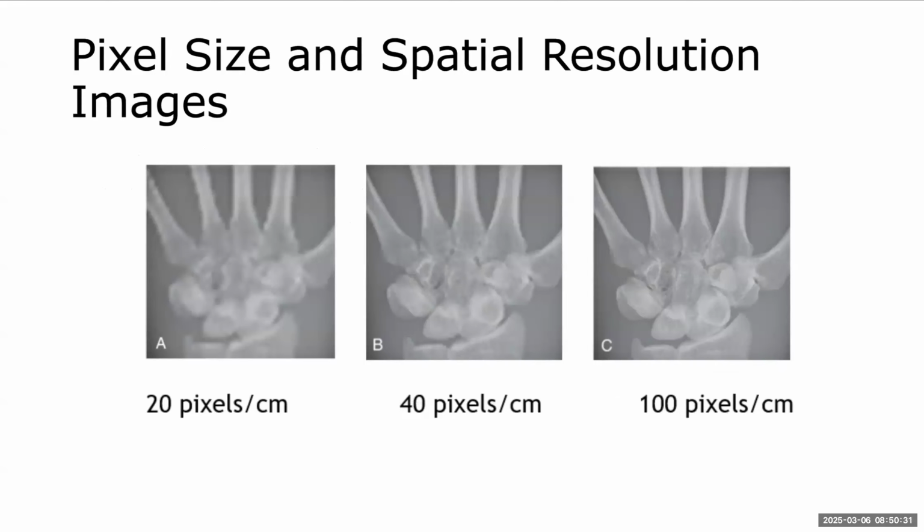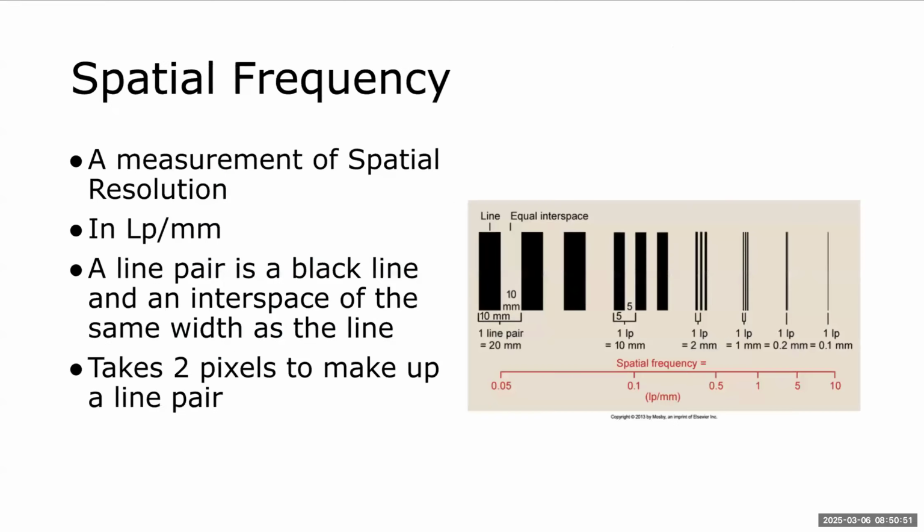So we're going from 20 pixels to 100 pixels on the right. As the pixel density is getting greater, the spatial resolution is also improving because the size of the pixel is getting smaller. There's more pixels per centimeter in the image on the right. Therefore, the pixel size has to decrease, which increases spatial resolution.